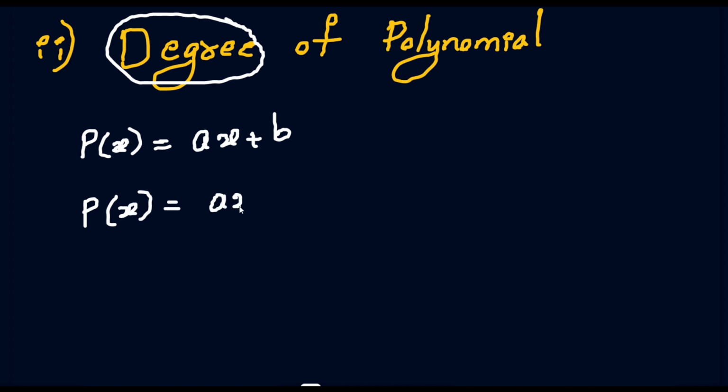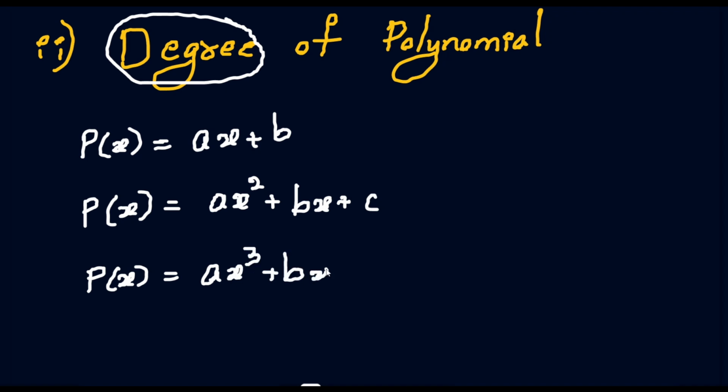I am taking ax square plus bx plus c, or else I can also take this one: ax cube plus bx square plus cx plus d. So here I have taken these 3 polynomials, and we are sure that all these 3 are polynomials for sure. But what is the difference between these 3? What kind of polynomials are these? To understand it, we have to know what the degree is.